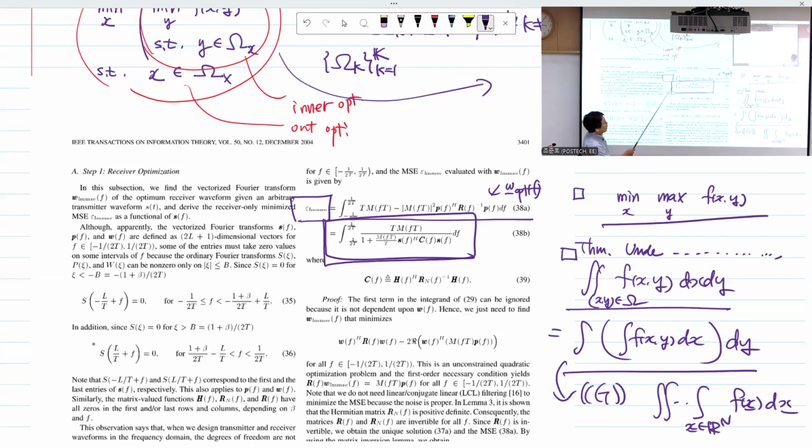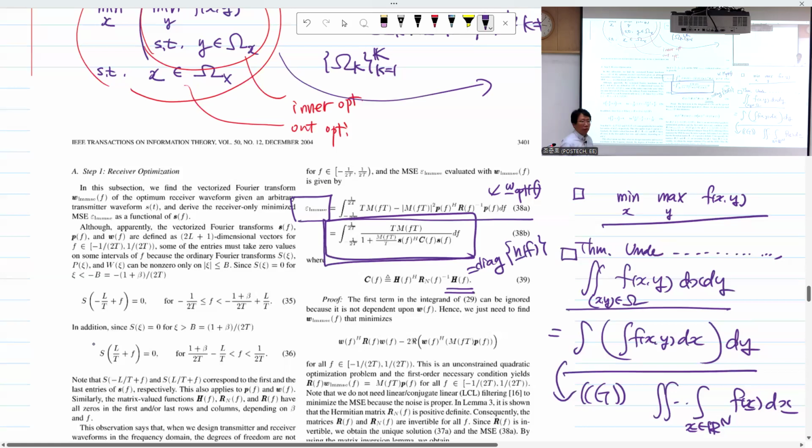And again, it's a finite interval integration. Now with what? No W, but here S and H. See that? Here C never appeared, but here it is defined. C is the interference correlation matrix inverse times H of F and H of F Hermitian. Here, H of capital F is defined as a diagonal matrix of H of F, the vectorized Fourier transform of the channel impulse response. Got it?